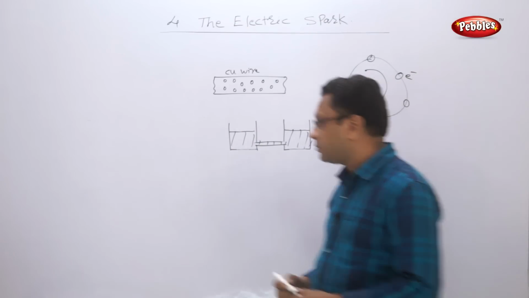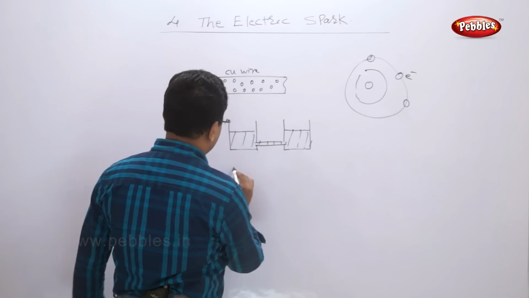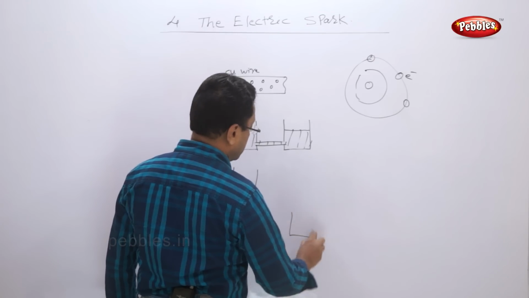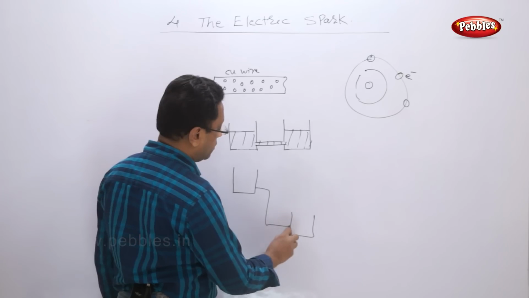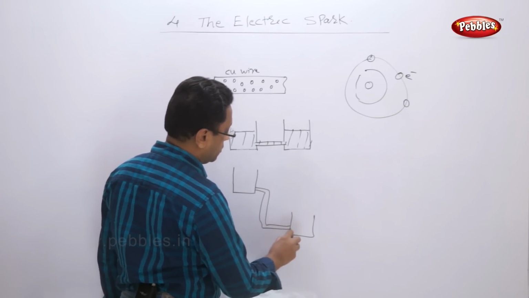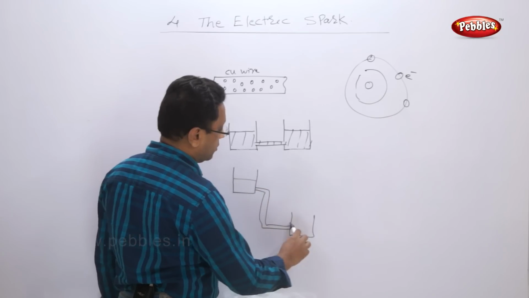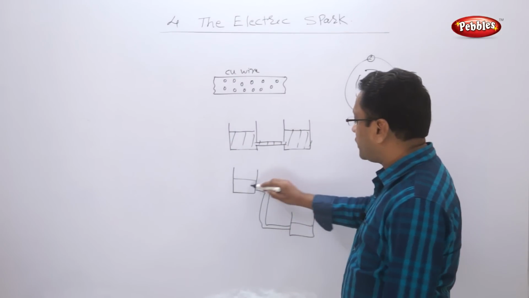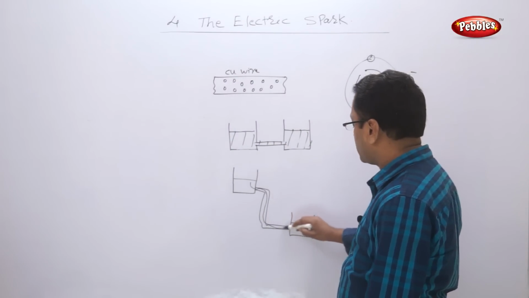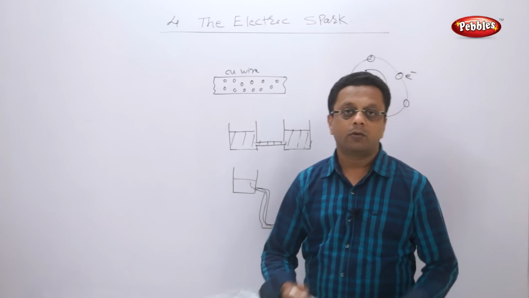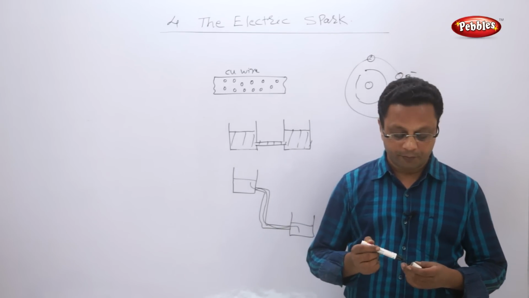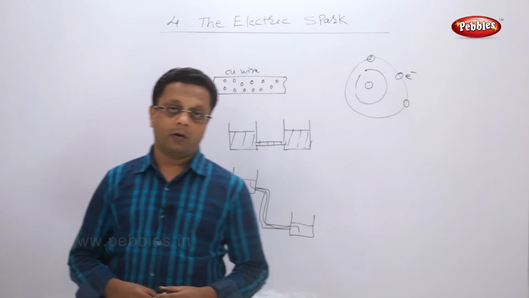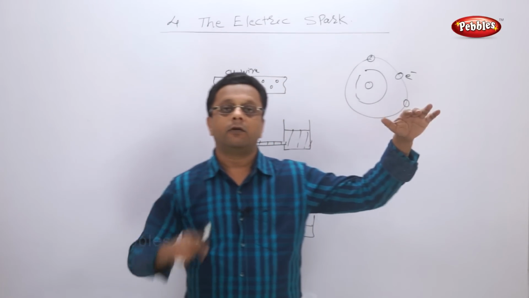On the other hand, suppose this pot is on a high level and this pot is on a low level, what will happen? The water will immediately start flowing from the higher pot to the lower pot. This is the natural tendency of anything to flow from high level to low level.